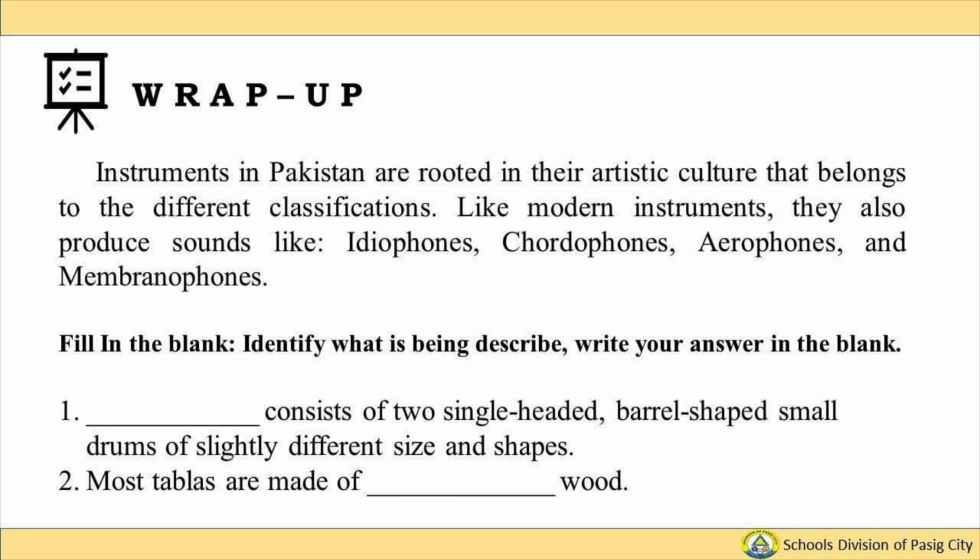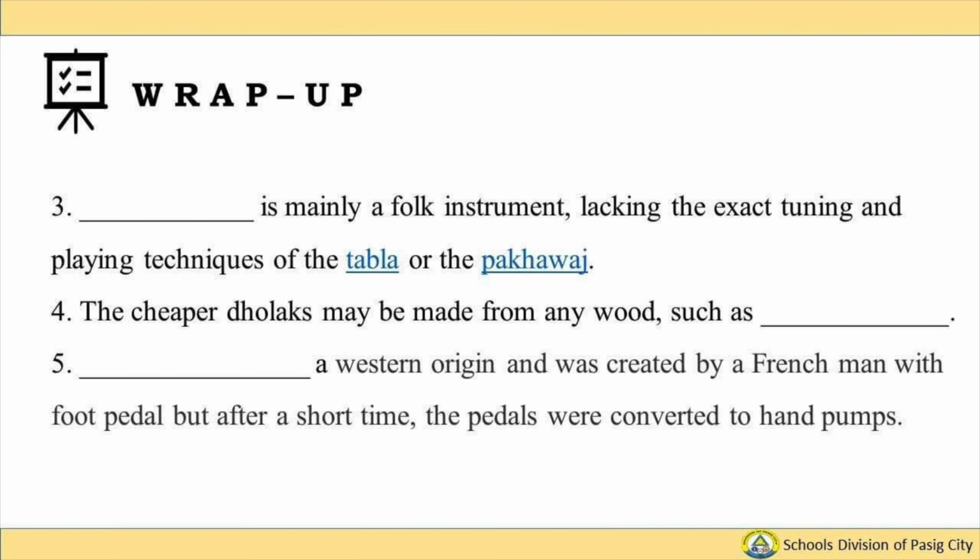And now let's do the wrap up. Identify what is being described. Write your answer in the blank. Number 1. Blank consists of two single-headed barrel-shaped small drums of slightly different size and shapes. Number 2. Most tablas are made of blank wood. Number 3. Blank is mainly a folk instrument, lacking the exact tuning and playing techniques of tabla or the pakhawaj. Number 4. The cheaper dulaks may be made from any wood such as blank. And number 5. Blank is of Western origin and was created by a Frenchman with a foot pedal, but after a short time, the pedals were converted into hand pumps.